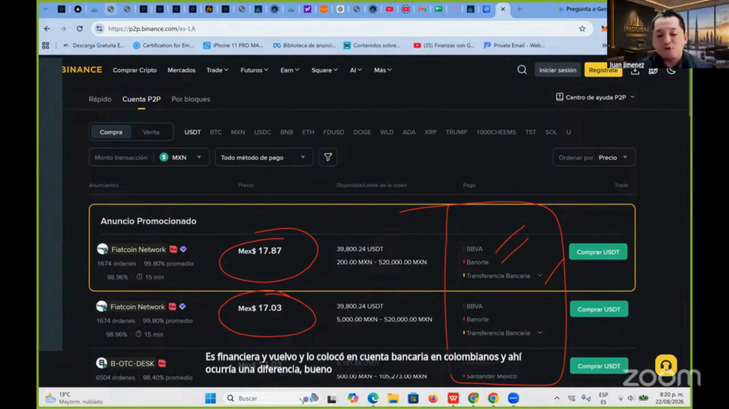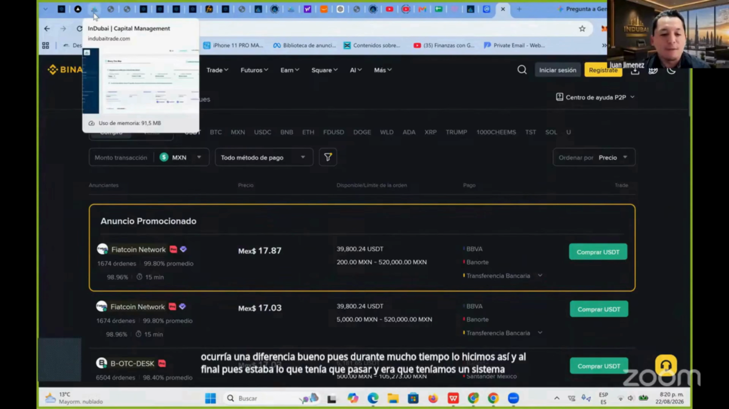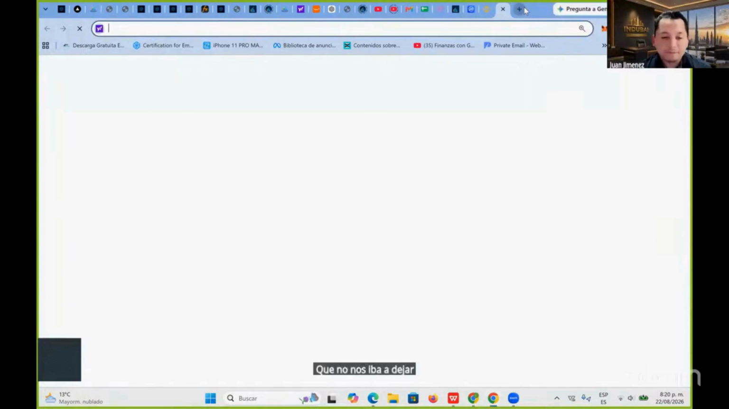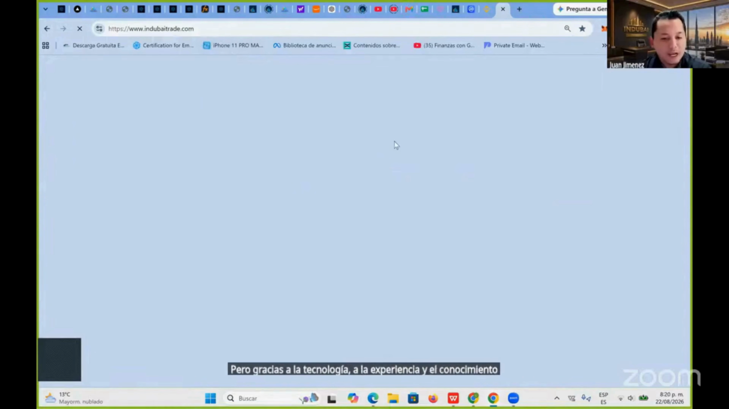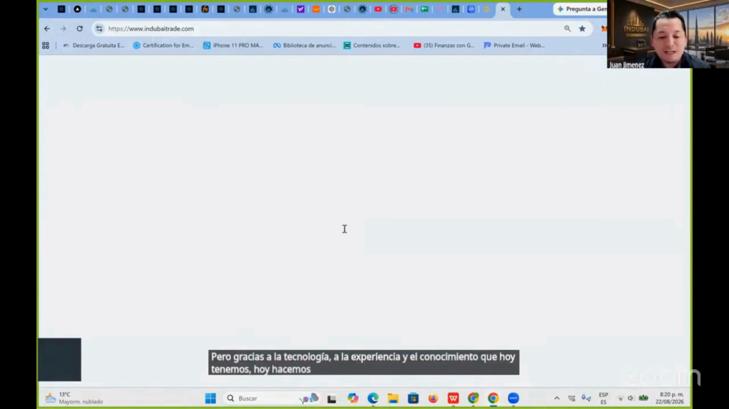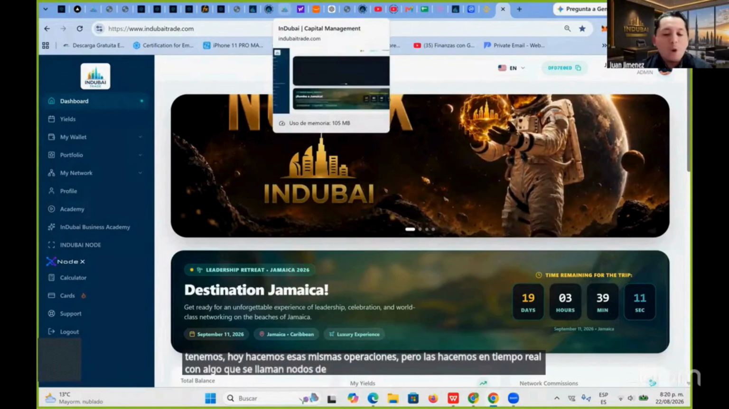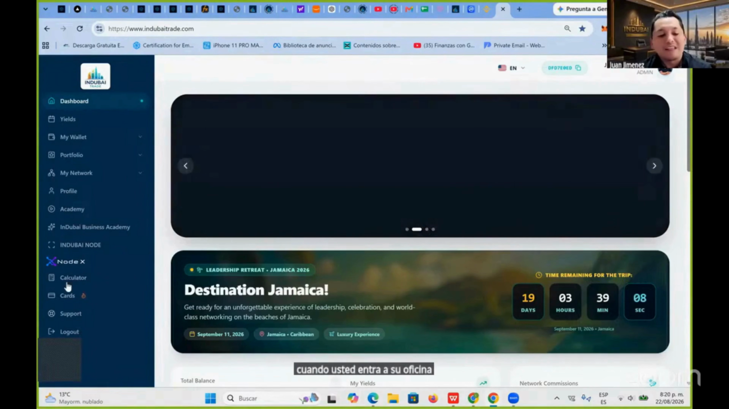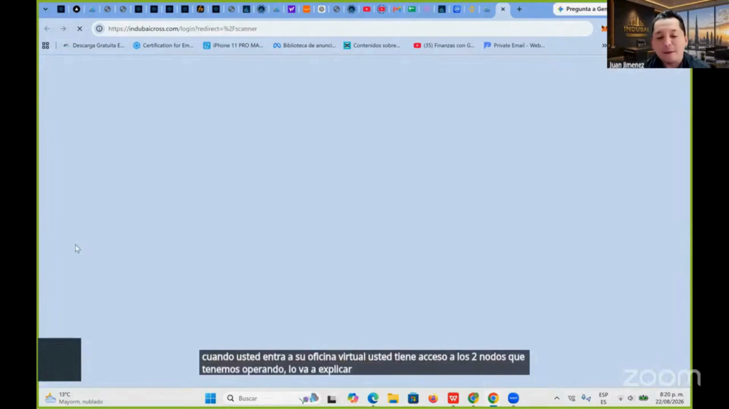Well, for a long time we did it that way, and in the end, what had to happen happened, which was that we had a system that wasn't going to let us move forward. But thanks to technology, the experience and the knowledge we have today, we now perform those same operations, but we do them in real time with something called compute nodes. When you enter your virtual office, you have access to the two nodes we have operating. I'll explain the first one to you quickly.